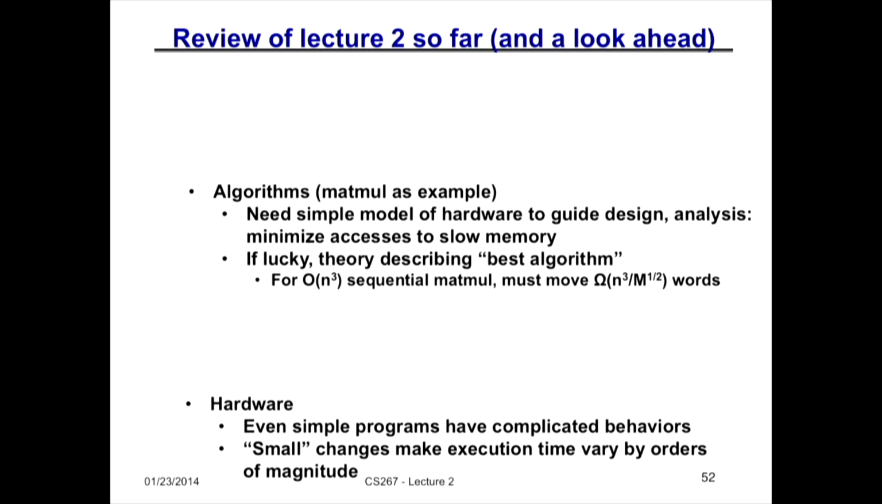Now, if we're lucky, we will actually have a theorem that says here is the optimal way to organize your code, one that will provably minimize the number of expensive operations, which is to say moving data to and from memory. In the case of matrix multiply, which is the example I did last time, we had such a theorem. No matter how you organize those n-cubed multiplies and adds that the classical matrix multiply does, you have to move at least a certain number of words between the big memory where the matrix fits and the tiny little fast memory of size capital M where it doesn't all fit. And you have to keep moving things back and forth.